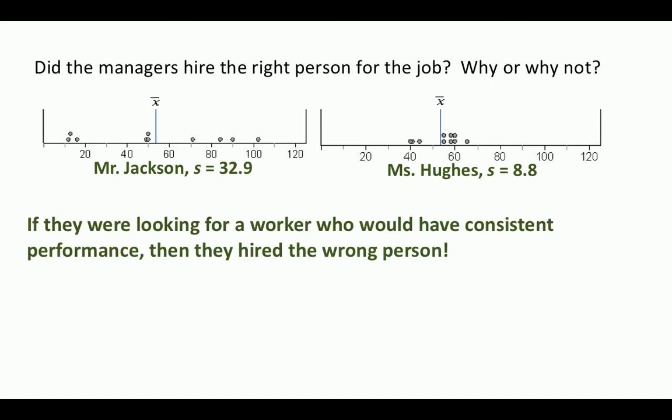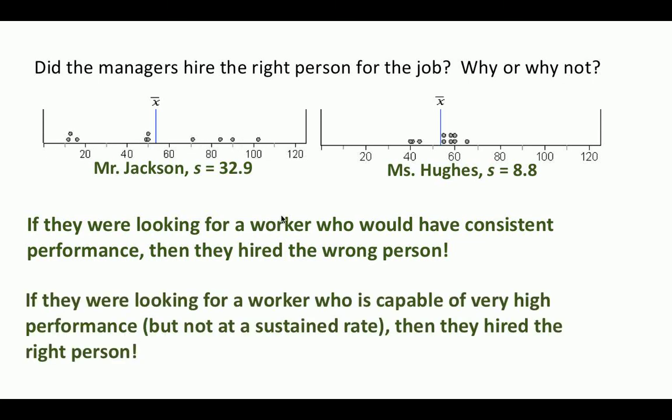And so if the managers were looking for a worker who would have consistent performance, then they hired the wrong person, because my dinosaur wrangling was very inconsistent. I had several days where I was quite low. I had a few days where I was quite high. And really in between, there was a few days, but there's not a lot of consistency here. If they were looking for a worker who's very capable of high performance, but not at a sustained rate, then they hired the right person.